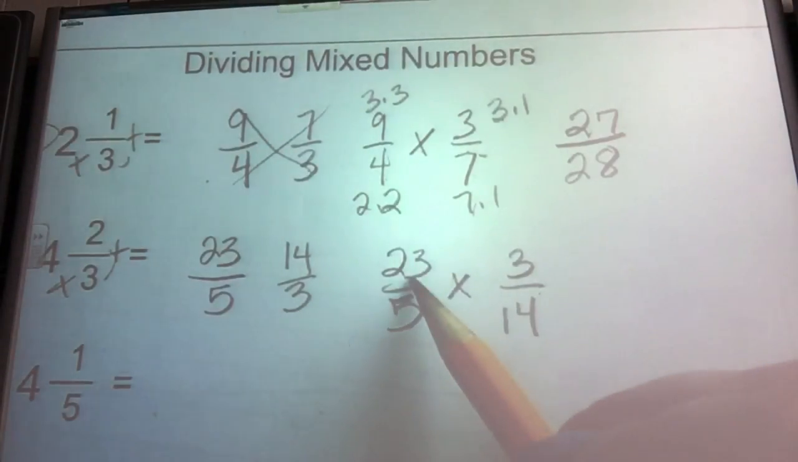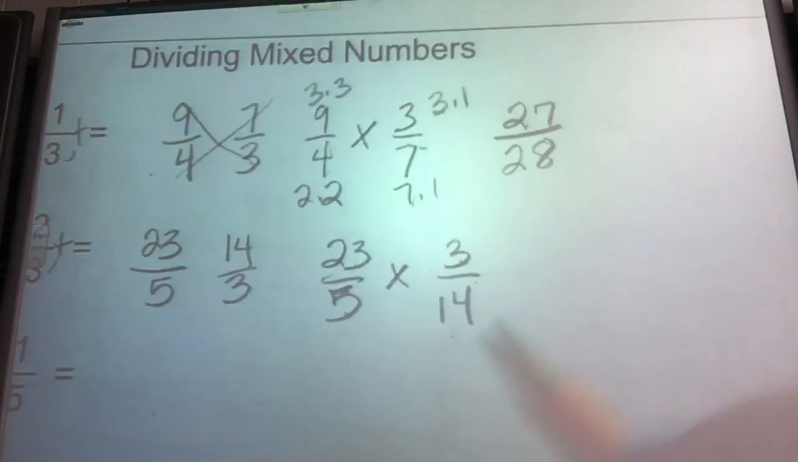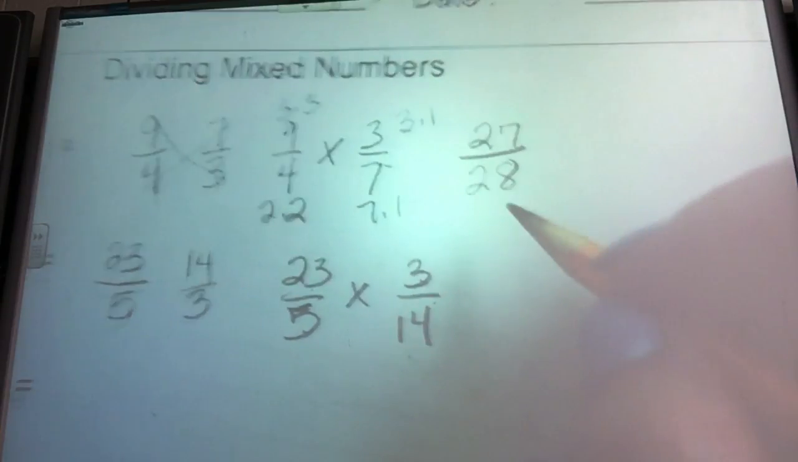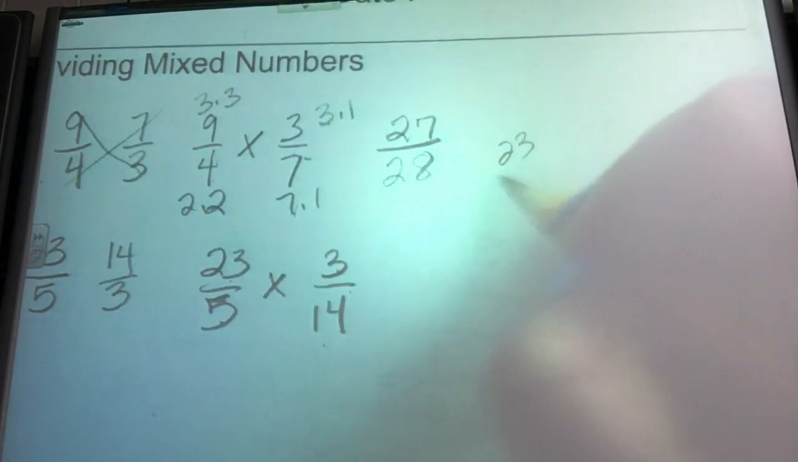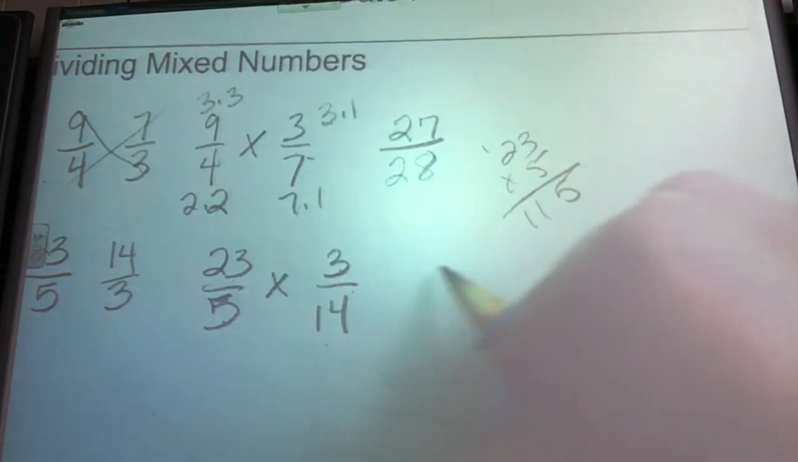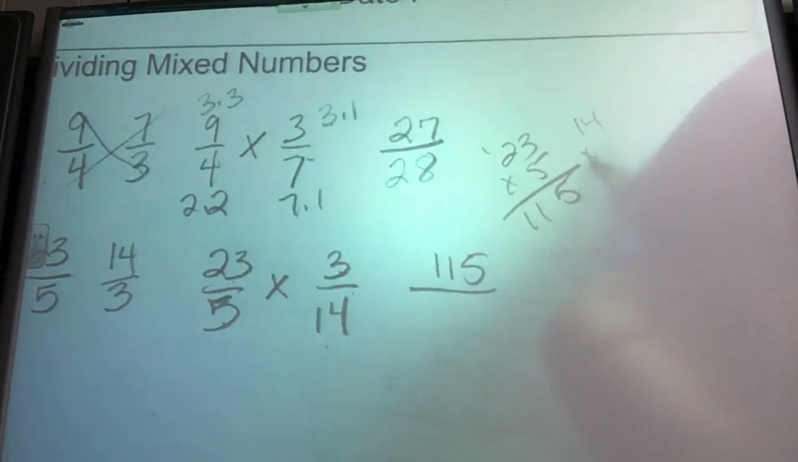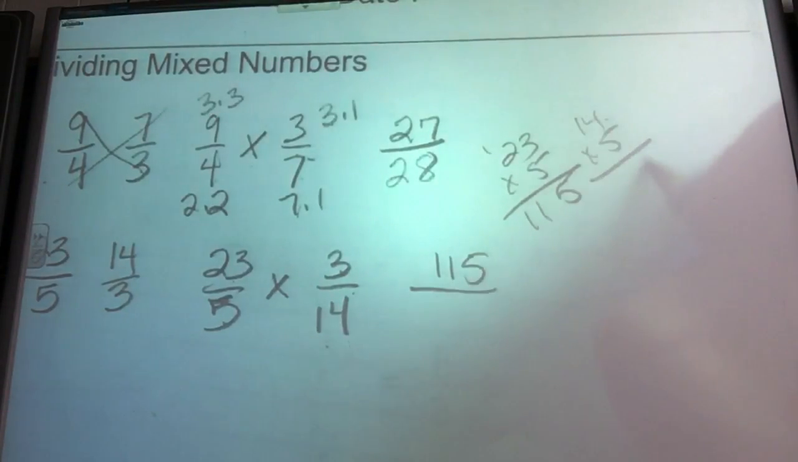Now, I know that 23 is a prime number, and 5 is a prime number, and 3 is a prime number, and this is going to be 2 times 7, and neither of those are going to be up here. So again, I can multiply straight across. I'm going to do a little math up here. I'm going to do 23 times 5, which is 115, and 14 times 5, 5 times 4 is 20, carry the 2, 5, 6, 7.